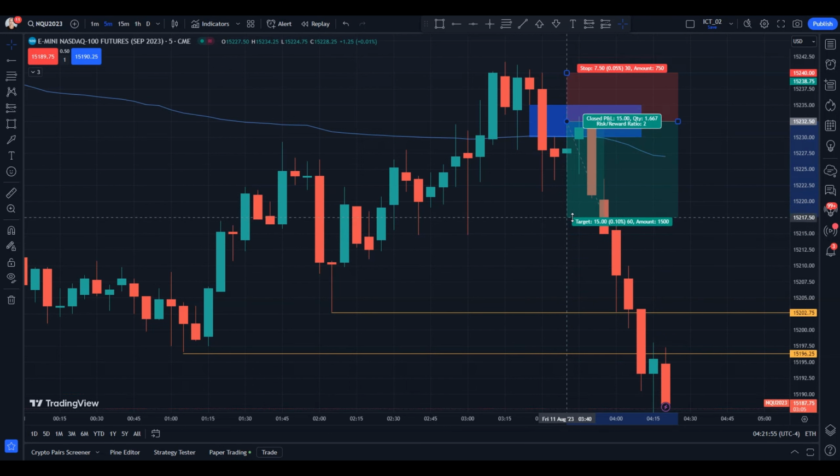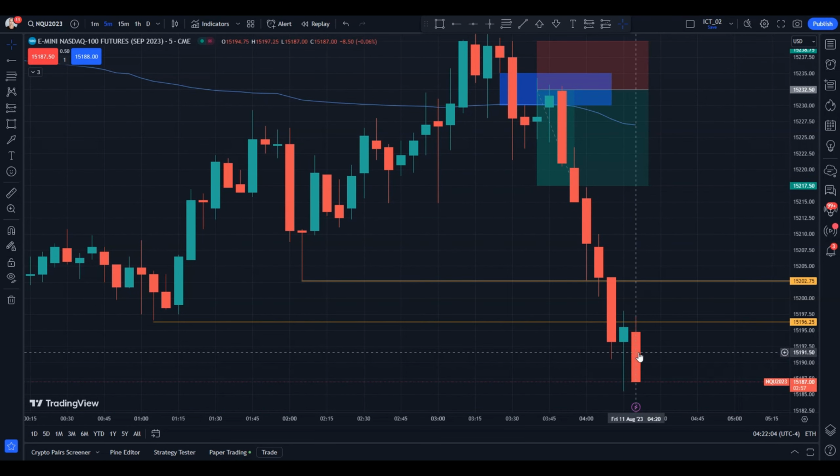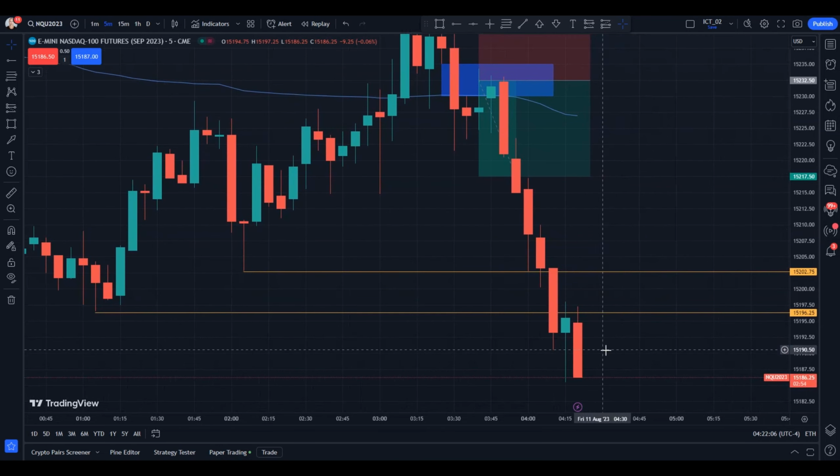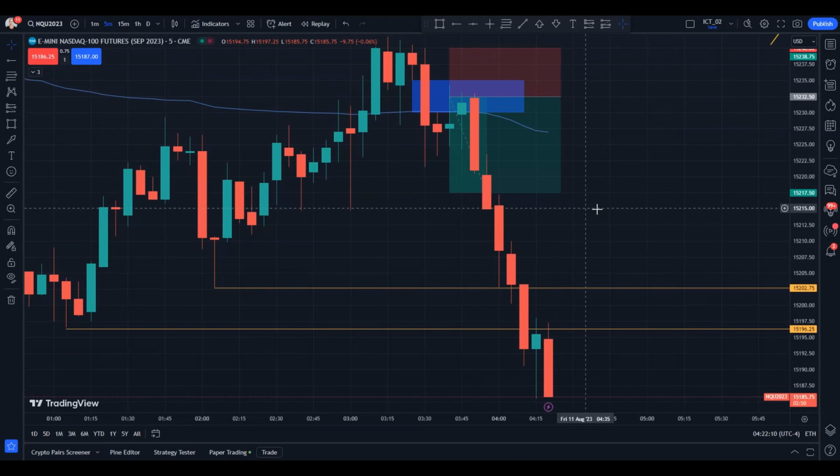Alright guys, I hope this helps. Don't try and look for trades after 4 AM. The market is usually in a trend, and it gets closer to lunchtime in the London time zone, so just be careful.